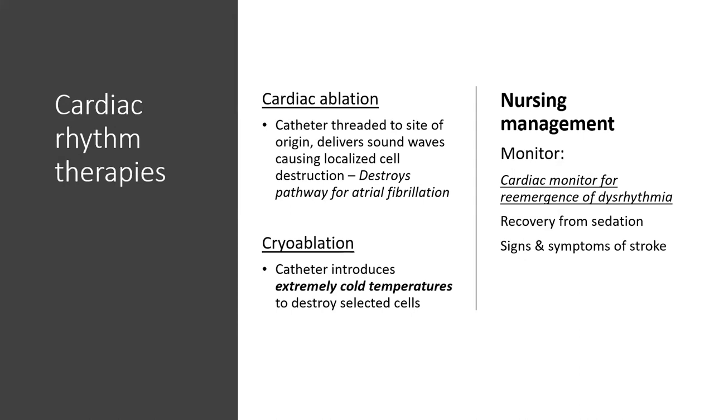So one of the other things we can do is a catheter ablation, which destroys specific cells that are the cause or central conduction route of tachydysrhythmias. A catheter is threaded to the site of origin and delivers sound waves, causing localized cell destruction and destroying the pathway for AFib. You also have a cryoablation, where the catheter induces extremely cold temperatures to destroy selected cells.